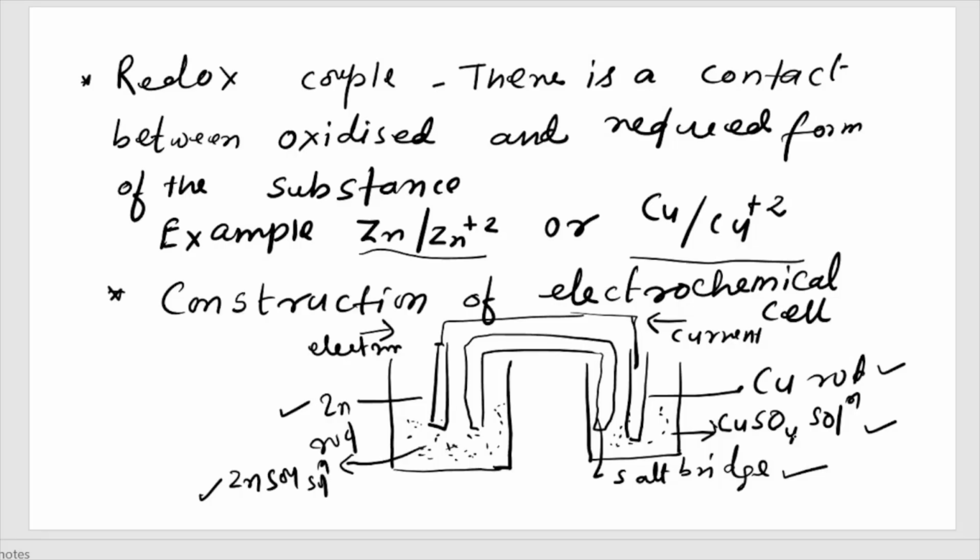What is the function of the salt bridge? We will see later. Now, electrons move towards copper. From where? From zinc. Electrons move from zinc to copper. And how does the current move? Current moves from the copper rod to zinc, just the opposite. Electrons move from zinc to copper, current moves from copper to zinc. And this is the simple diagram for an electrochemical cell, or galvanic cell, or voltaic cell.